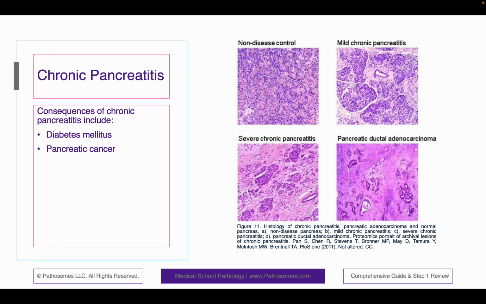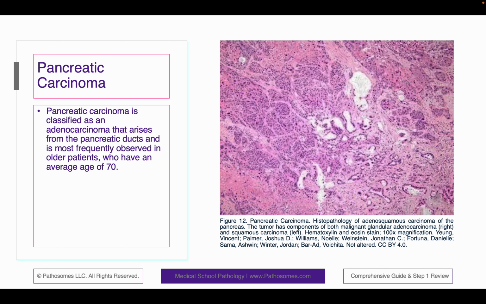Pancreatic carcinoma is classified as an adenocarcinoma that arises from the pancreatic ducts and is most frequently observed in older patients who have an average age of about 70 years old. To the right here, I want you to keep this in mind. This is histopathology of a particular type of adenocarcinoma of the pancreas. This is specifically an adenosquamous carcinoma.